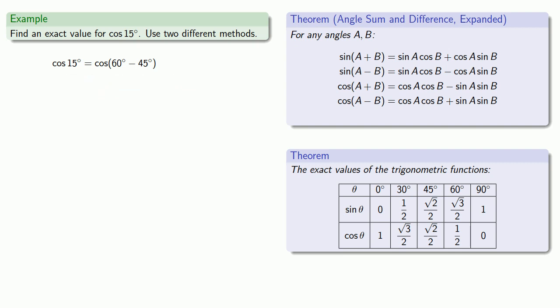So that's the cosine of a difference, so that'll be the cosine of the two plus the sine of the two. So that's cosine 60, cosine 45, plus sine 60, sine 45. And we know the cosine and sine of 60 and 45 degrees, so we'll substitute those values in to find our cosine of 15.